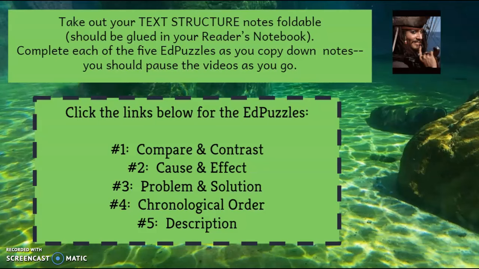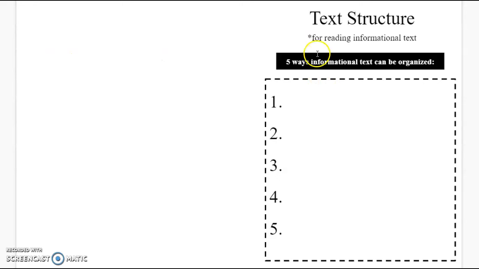So we've talked about why we need text structures and why information is organized in ways when we're reading to help us understand it. So now we're going to actually talk about those different text structures. So the directions here say take out your text structure notes foldable, and it should look like this. It's folded in half. It has a place for you to list the 5.